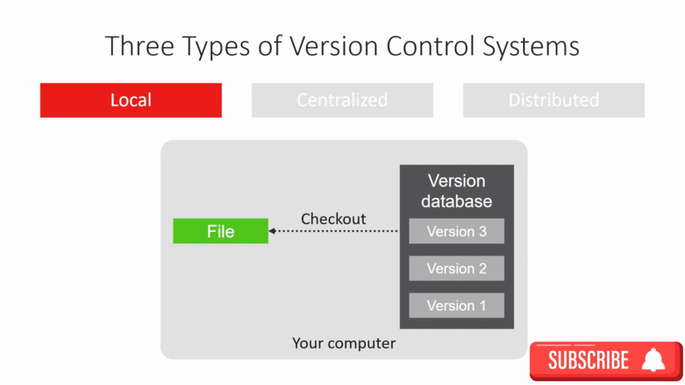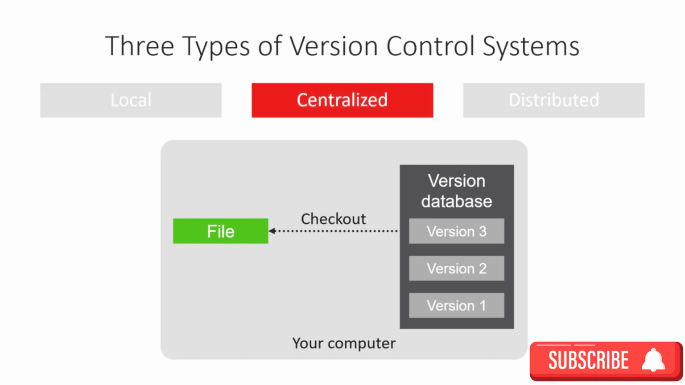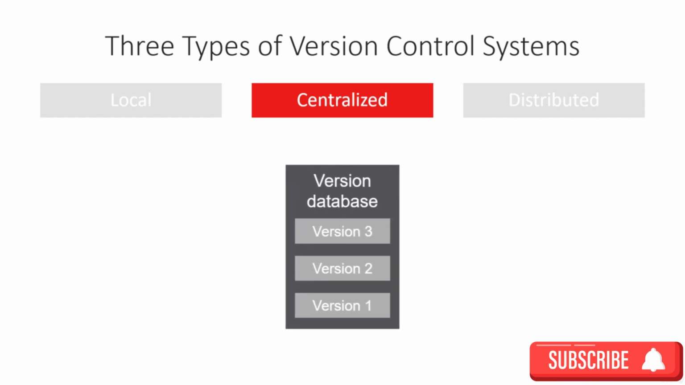Working together with other developers is where centralized version control systems come into play. With a centralized version control system, you have also a version database. But here, the version database is not stored on your computer. Instead, it is located on a central server. This central server is the reason why it is called centralized version control systems.